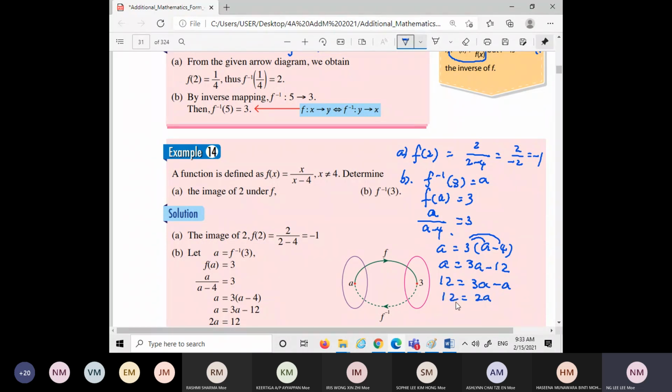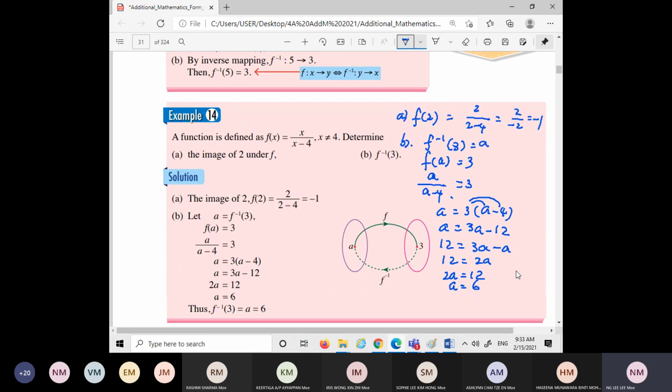Okay, after that, I can change a is good. A equals b, b equals a. So I just change in this way without changing their sign. Last step. Okay, 12 divided by 2. So I get 6. Okay, therefore, right back.